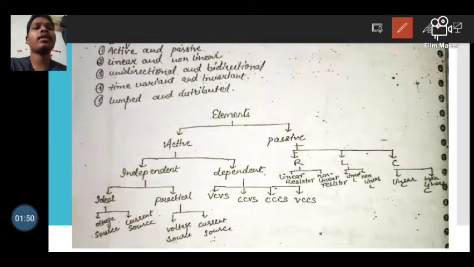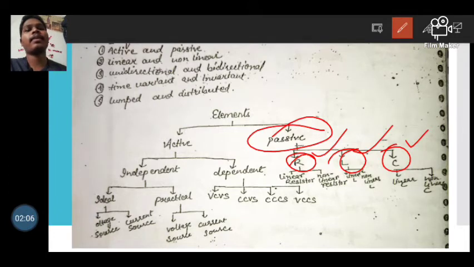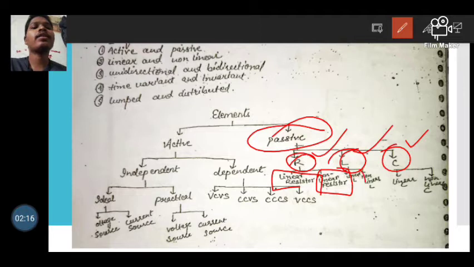And the passive element can be divided into three categories: resistance, inductance and capacitance. Resistance is one type of passive element, inductance is one type of passive element, and the capacitor is also one type of passive element. Resistance can be divided into two types: linear resistors and non-linear resistors. Like that, linear inductance and non-linear inductance, and non-linear capacitance and linear capacitance.